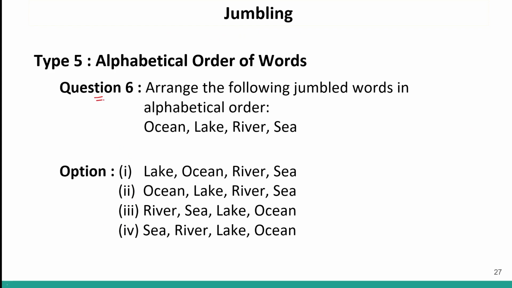Now, question number 6. Ocean, lake, river, sea. Easy. S is 19, R is 18, L is 12, and O is 15. So the first will be lake, then ocean, then river, and then sea. So lake, ocean, river, sea is given in option number 1. So option number 1 will be your correct answer.